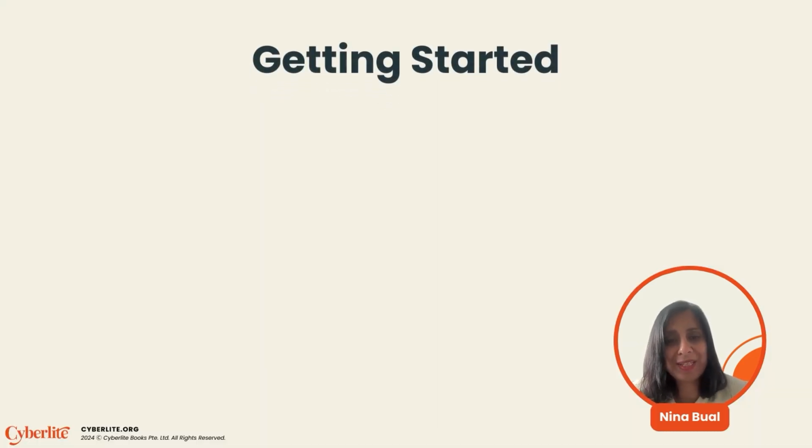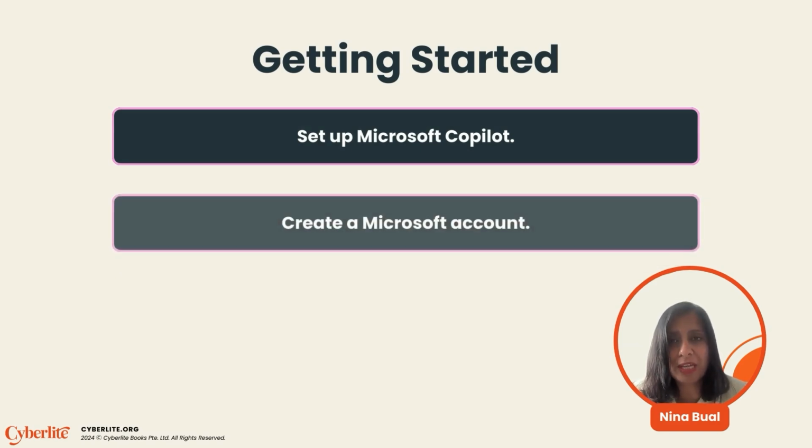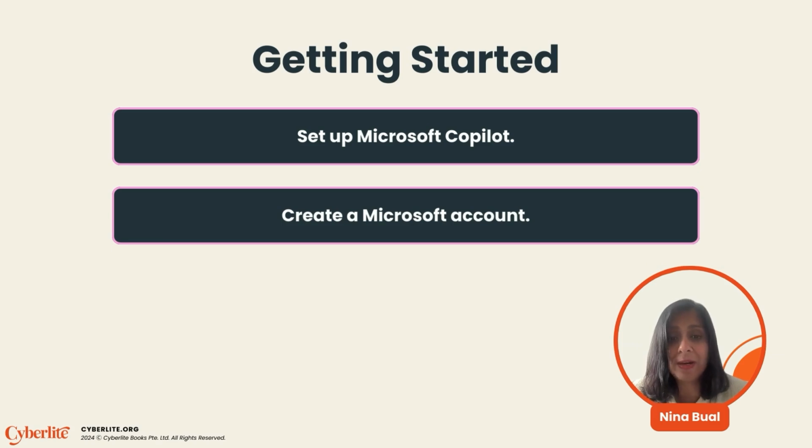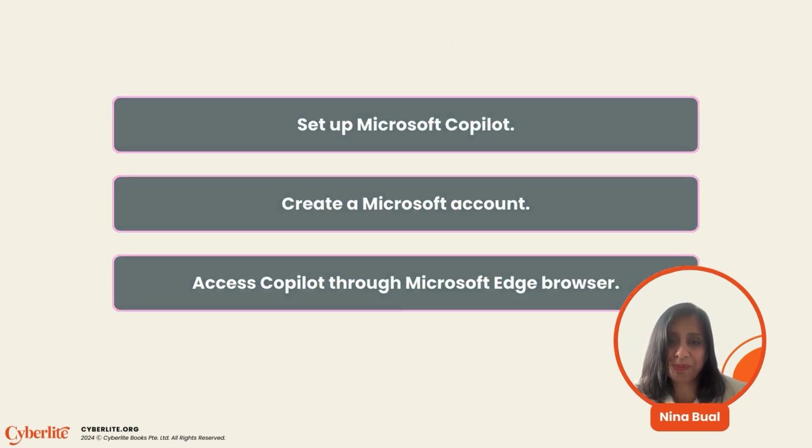So how do we get started? Before you get started, we recommend getting set up on Copilot. How to do that is to first sign up for a Microsoft account if you don't have one already. Then you can access Copilot through the Microsoft Edge browser. This is the easiest way to access it. If you need more information, we do recommend you go to the Microsoft website to find out more.